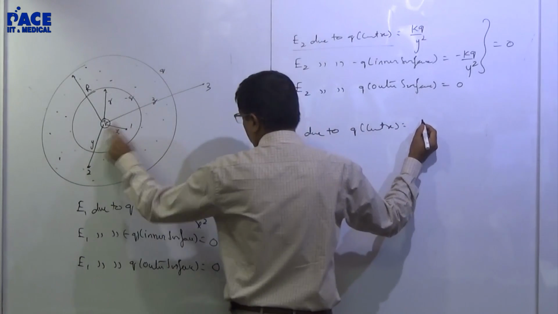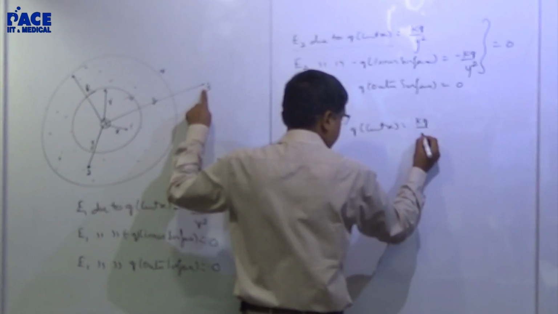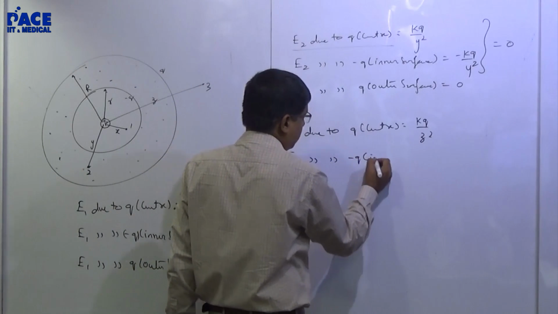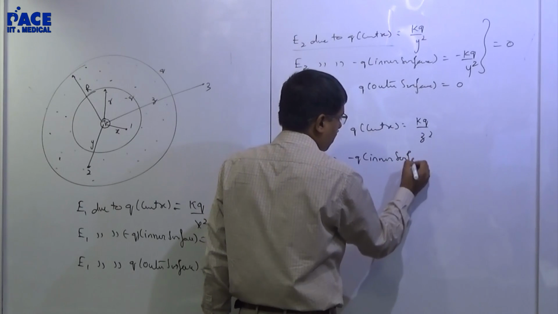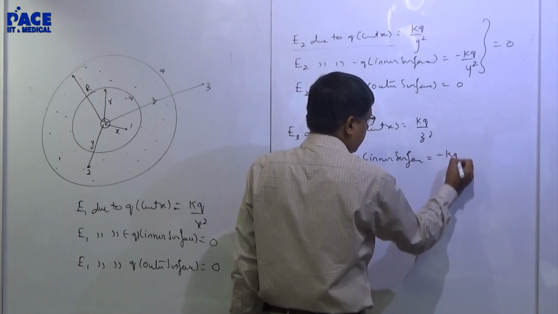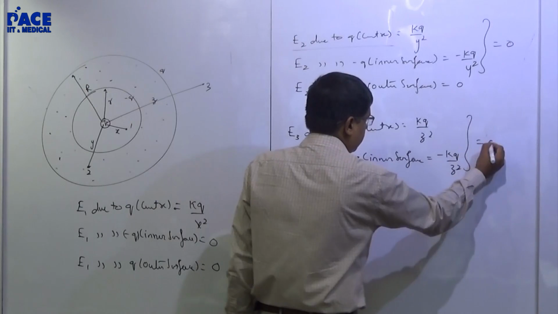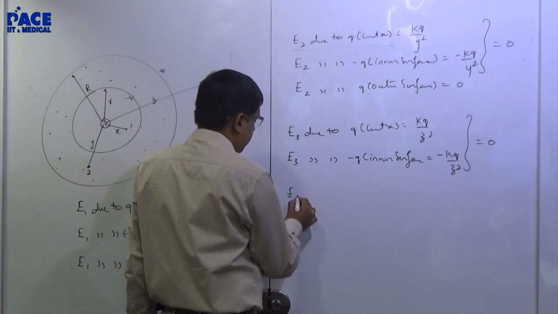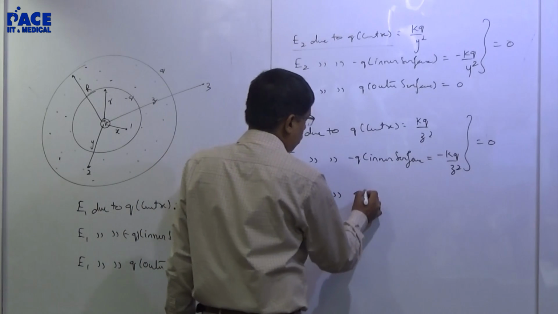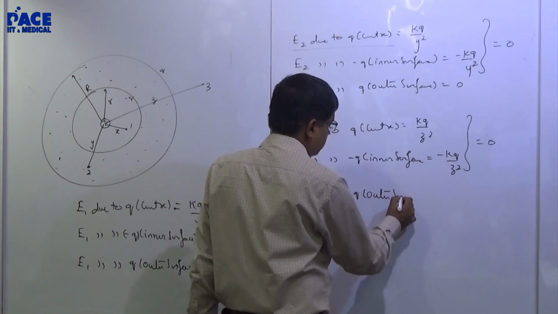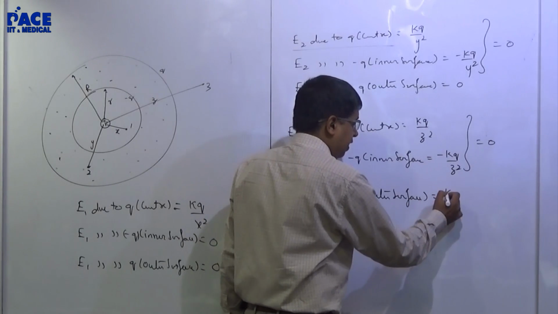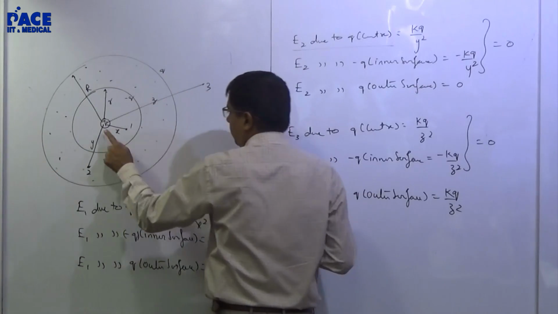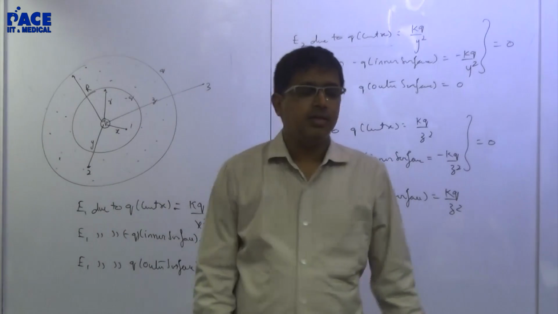Somebody is saying 0. Because of Q it will be KQ by Z square. Field at 3 due to minus Q on the inner surface: minus KQ by Z square. Sum total should be 0. Field at 3 due to Q on outer surface: KQ by Z square. For any external point, whole of the charge appears to be concentrated at center.